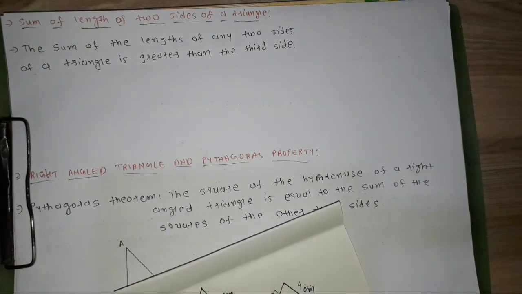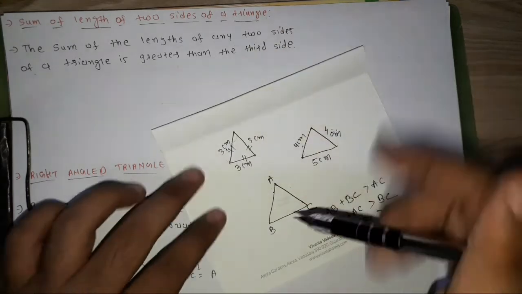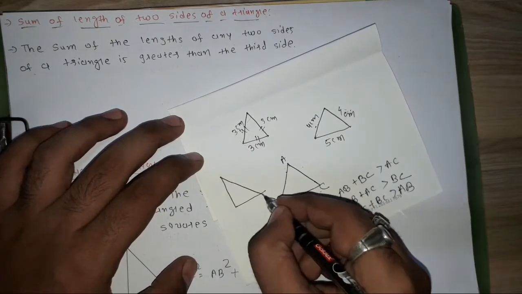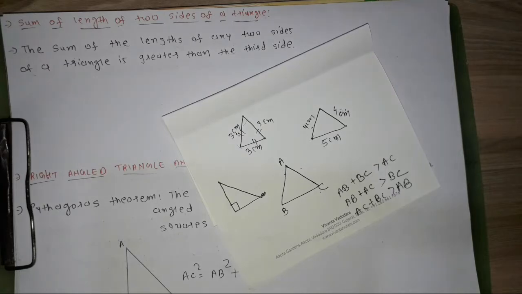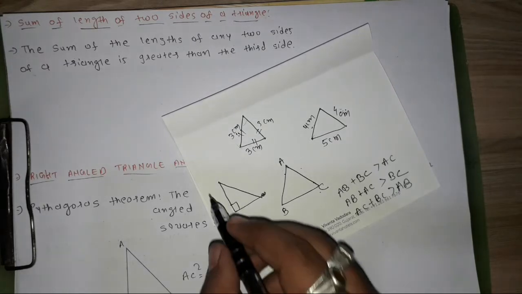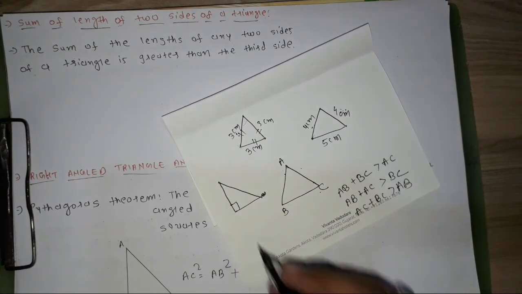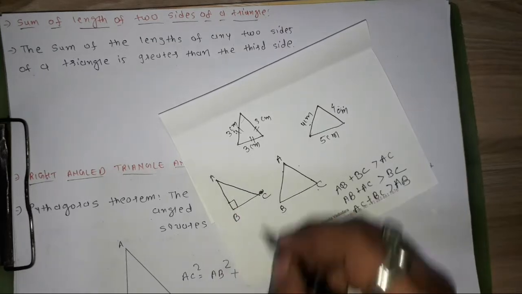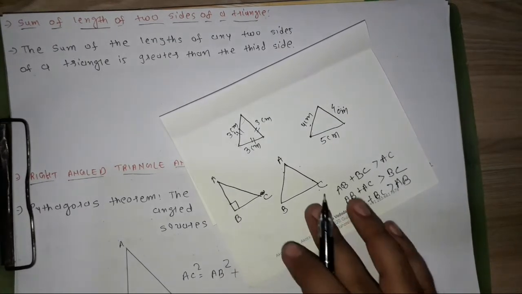Now the next topic is right angle triangle and Pythagoras property. A right angle triangle means a triangle with an angle of 90 degrees. In a right angle triangle, an L type shape will be formed. For example, here I am giving the nomenclature A, B and C. So this triangle is called a right angle triangle, in which the angle is 90 degrees.